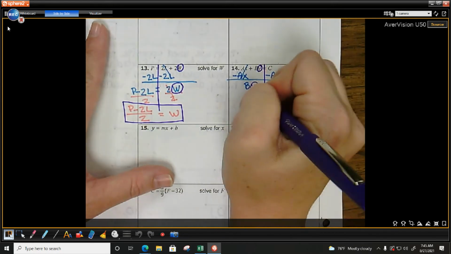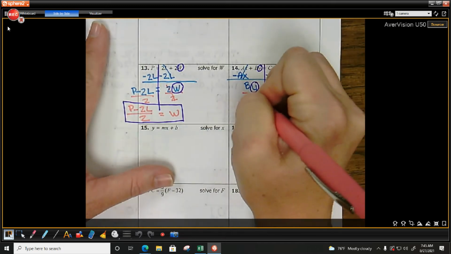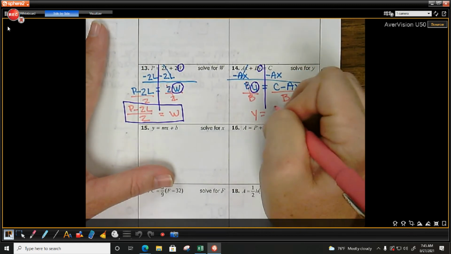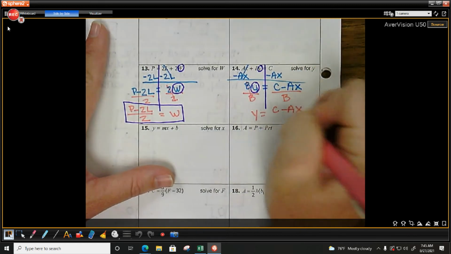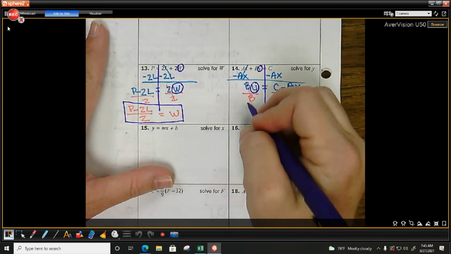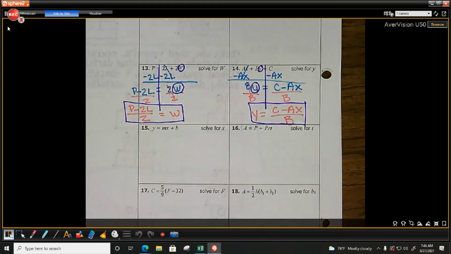Keep your Y circled. What do I do next? Say it louder, what? Divide by B. Divide both sides by B. So I get Y equals C minus AX over B. Okay, I want y'all to try number 15 on your own. Try 15 on your own.